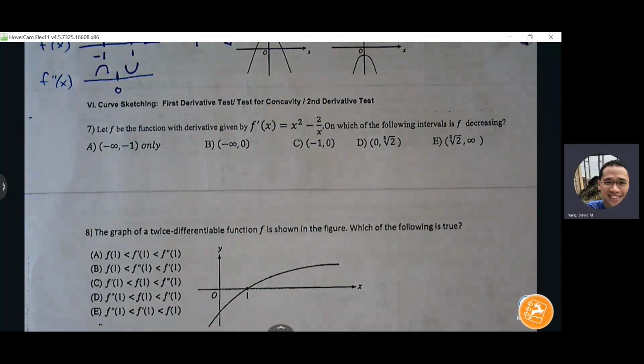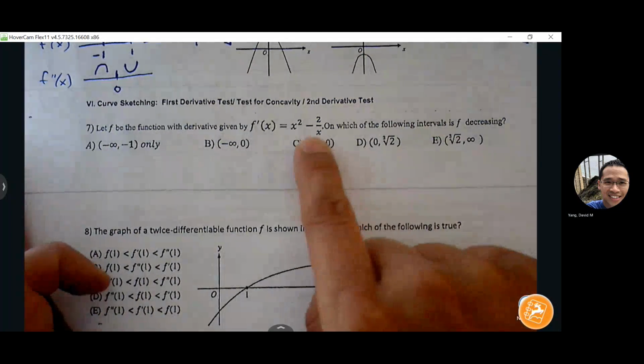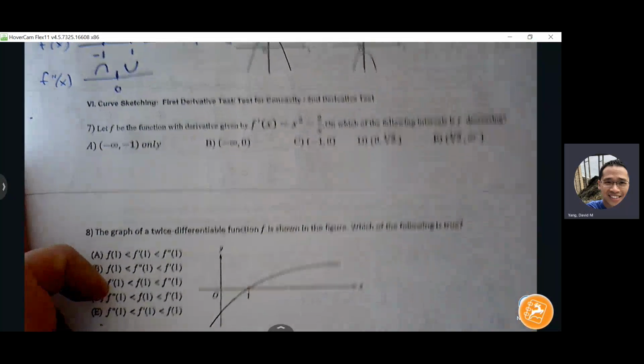Okay, curve sketching topics here. Let f be the function with a derivative f prime. On which of the following intervals is the graph decreasing? Remember, this is f prime, not f of x.